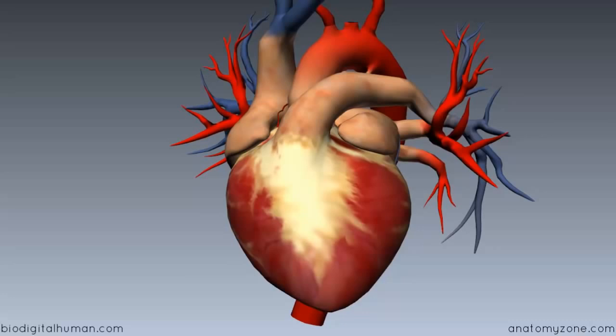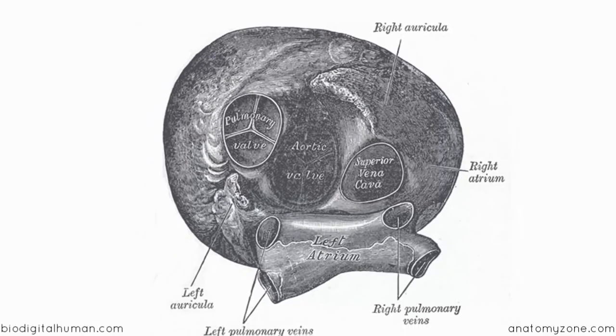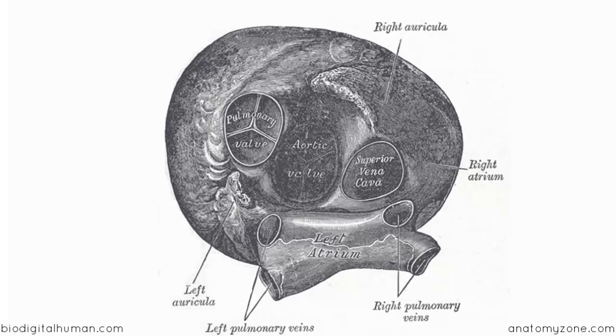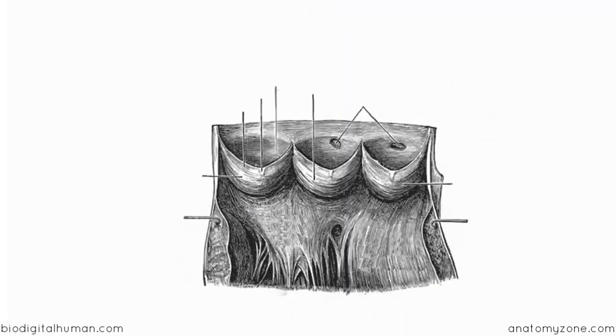What I'm going to do now is switch over to a diagram, and we're going to take a look at a transverse section at about this level. So we're going to look down at the configuration of this valve. We're looking down at this horizontal section. You see the left atrium at the back, you've got the right auricle here, and this is anterior. You can see the pulmonary valve here, and you can see the three leaflets. So the pulmonary valve has three semilunar cusps.